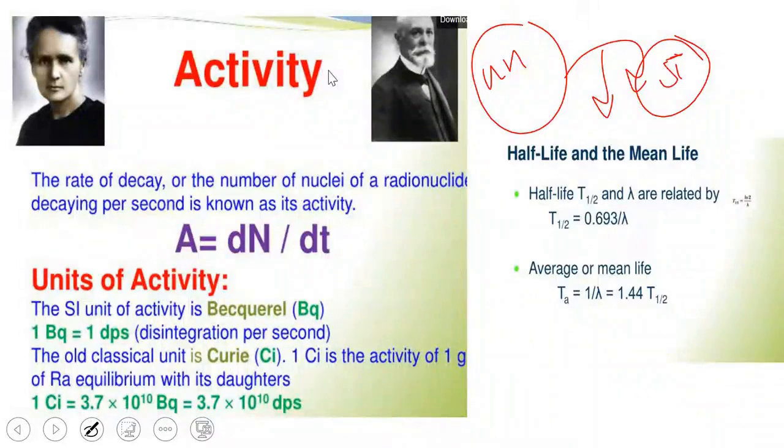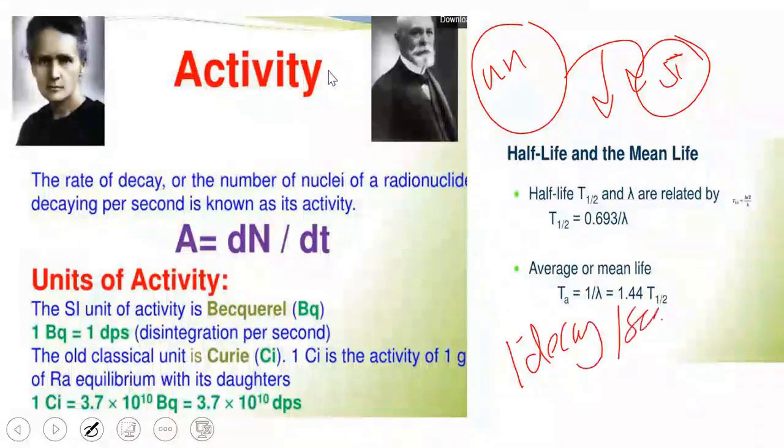This decay has a rate. If I say that I have one decay per second, what does that mean? It means that every second there is a disintegration or decay, meaning an unstable atom has become a stable atom. So gamma, beta, beta plus, or alpha has been emitted as a result of this decay. One decay per second is what I call a becquerel.